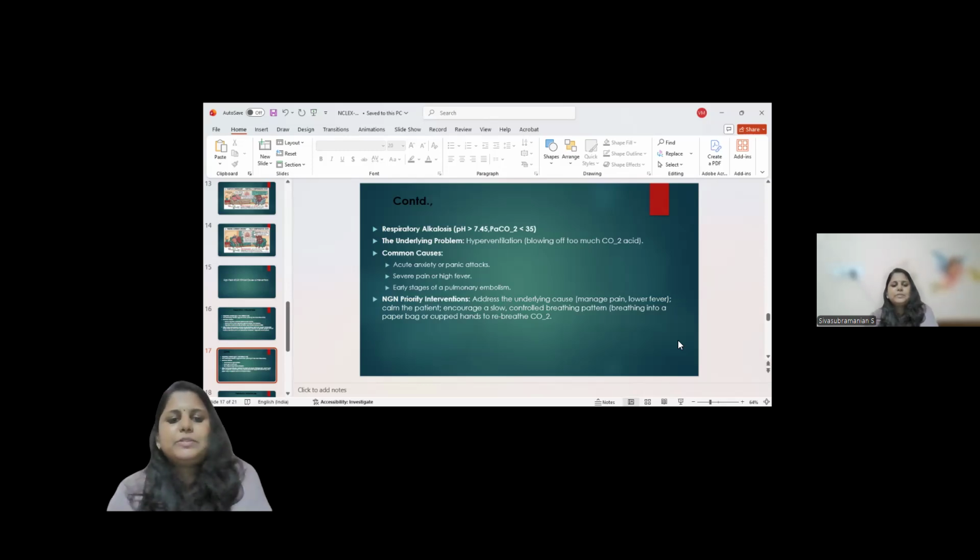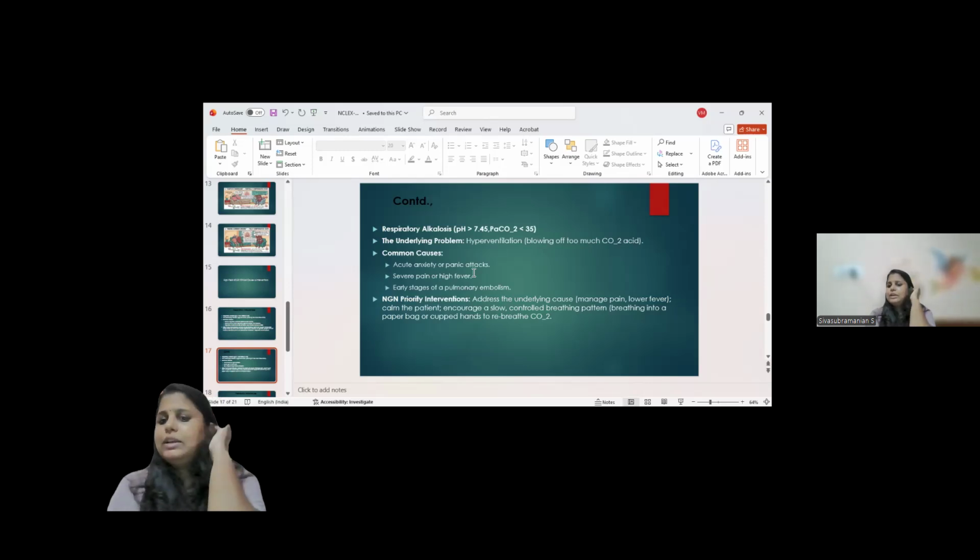Okay. Next, respiratory alkalosis. Respiratory alkalosis means the pH is more than 7.45, but the PaCO2 is less than 35. The underlying problem is hyperventilation. Here, the lungs are blowing off too much CO2, the acid. It's mainly due to acute anxiety, panic attacks, severe pain, or high fever that we can see respiratory alkalosis. The early stage of pulmonary embolism also shows respiratory alkalosis.